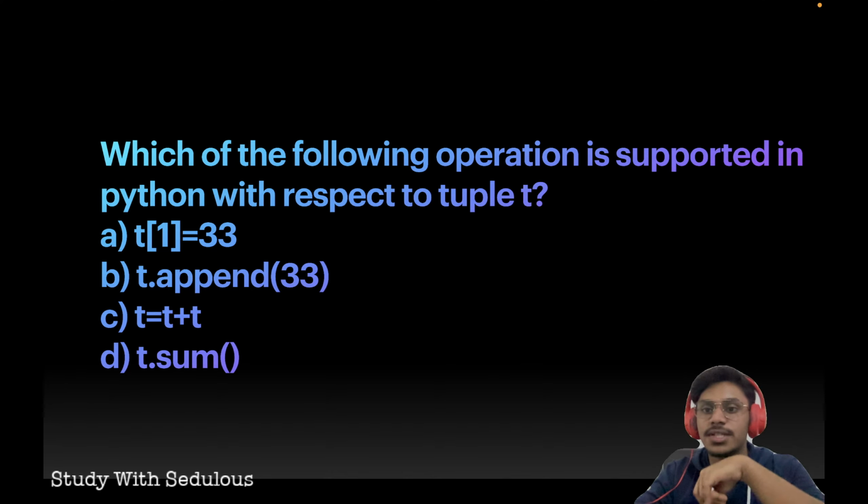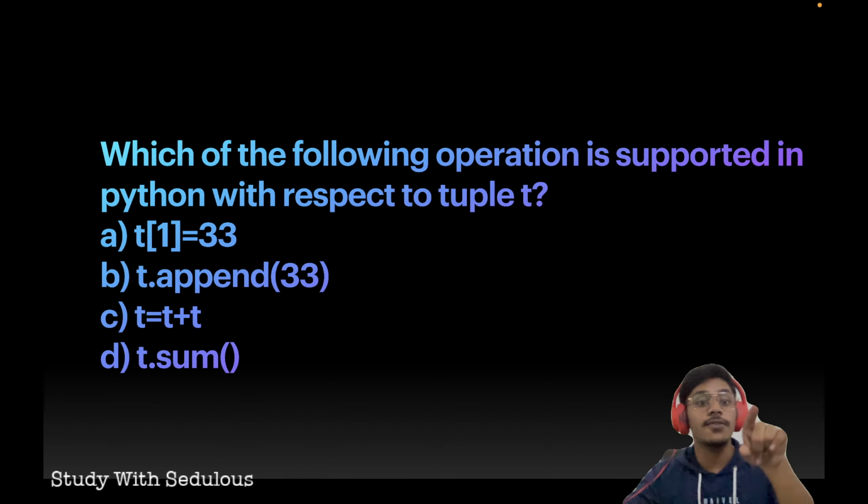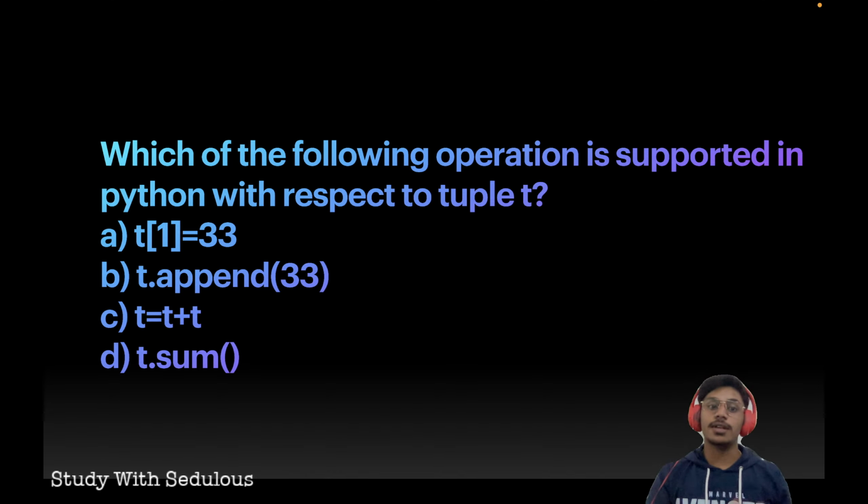Which of the following operations is supported in Python with respect to tuple t? Fine, okay. What is allowed? Is the first option allowed? T of 1, the first indexing, to be changed to 33? No, we can't. We can't change any specific index because it is immutable.